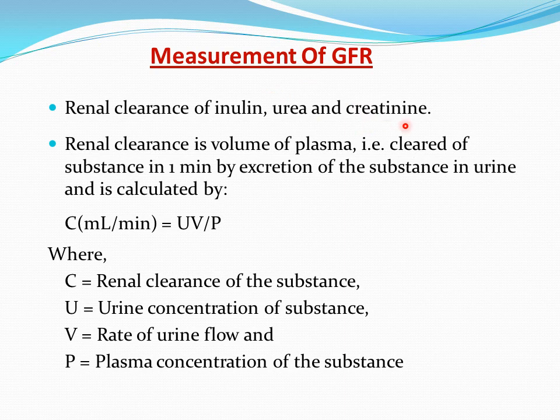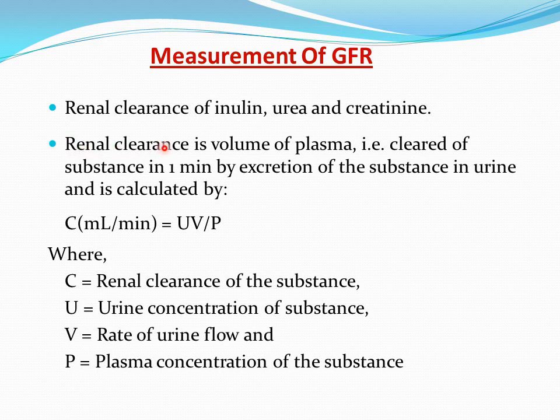Out of these, urea and creatinine are in vivo substances that are present within the body, and depending on the clearance of these, you can determine the GFR. But the most important is inulin. That is the in vitro, that means you have to inject this chemical from outside and then measure the clearance rate of that inulin, and depending on that you will get the GFR. So first we have to see the clearance of this substance, and by that we will get the GFR.